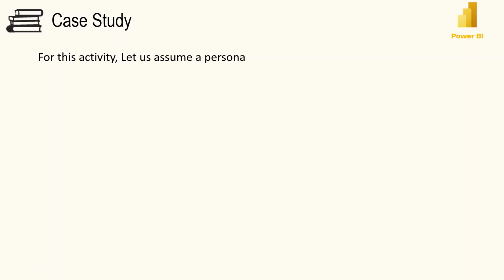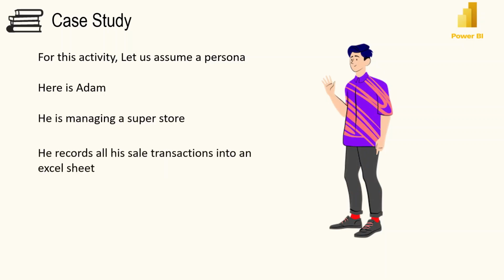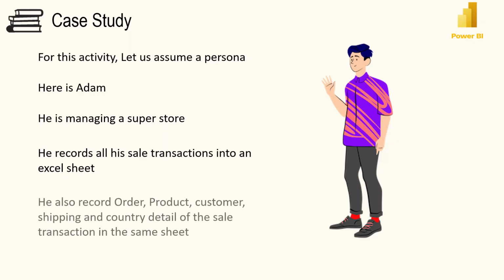For this activity, let us assume a persona. A persona will help us to understand our case study and what is required from this learning outcome. So here is Adam. He is managing a superstore and he records all his transactions into an Excel sheet. And he also records order, product, customer, shipping, and country detail of the sale transaction in the same sheet.